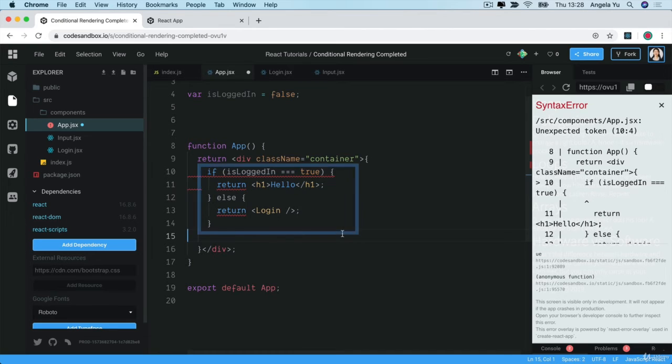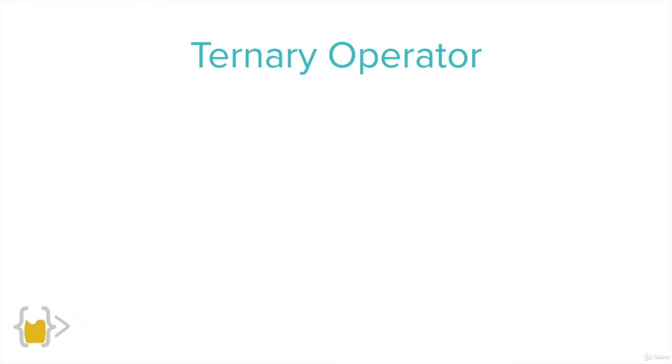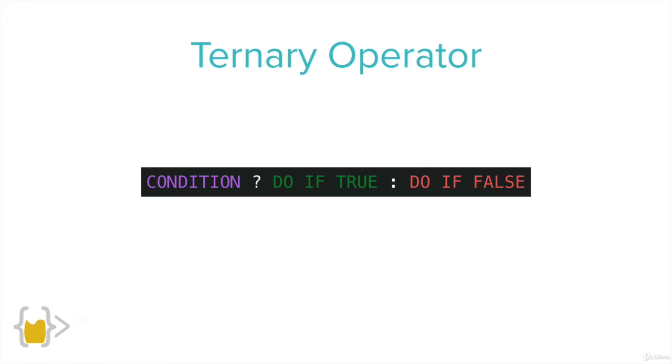Wouldn't it be nice if we could convert our if-else statement into an expression so that we can use it here? If only we had an expression in our JSX that still has the same logic, namely checking if our user is logged in or not. Well, luckily for us, JavaScript has something called the ternary operator. The ternary operator looks something like this. It's got a condition which we define, such as is sky equal to blue, or in our case, is that variable isLoggedIn equal to true. And then we have a question mark. And after the question mark, we say, well, do this if it's true, such as render the h1.